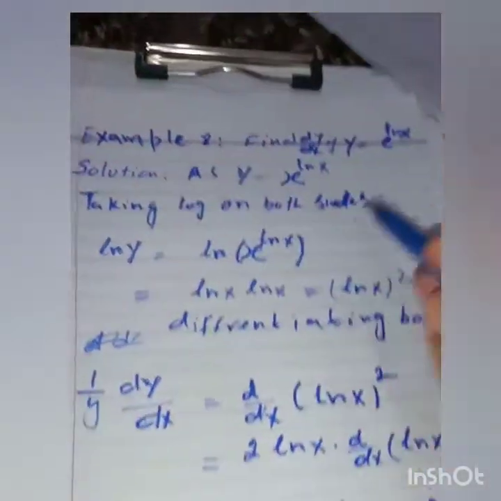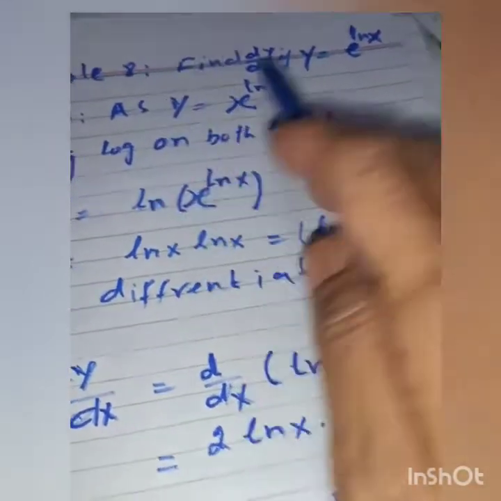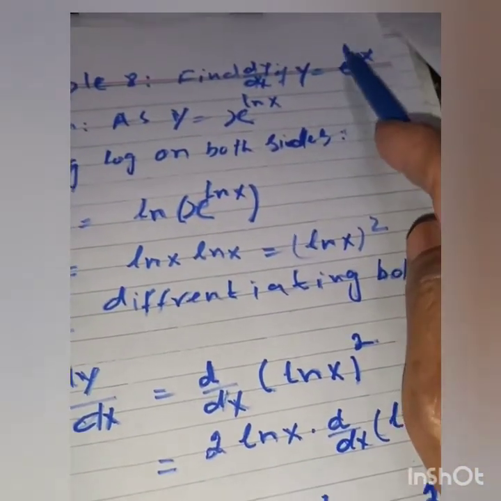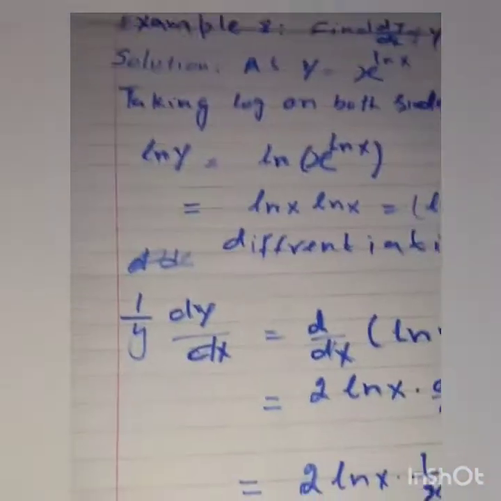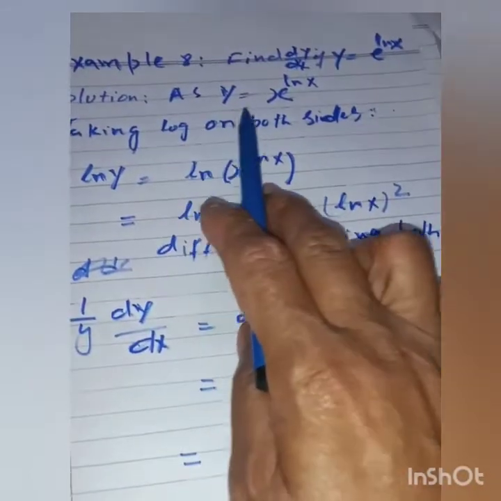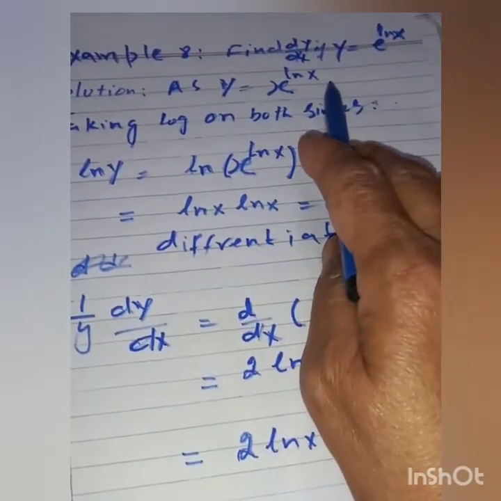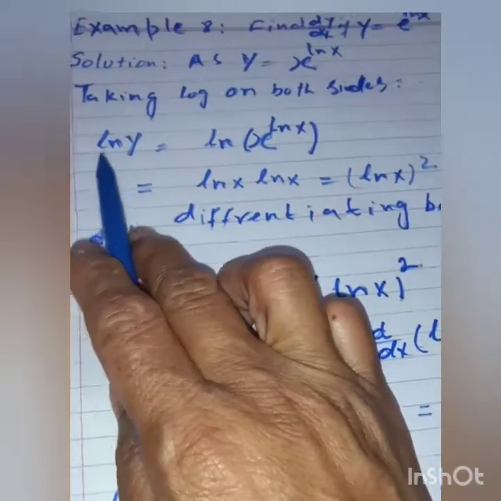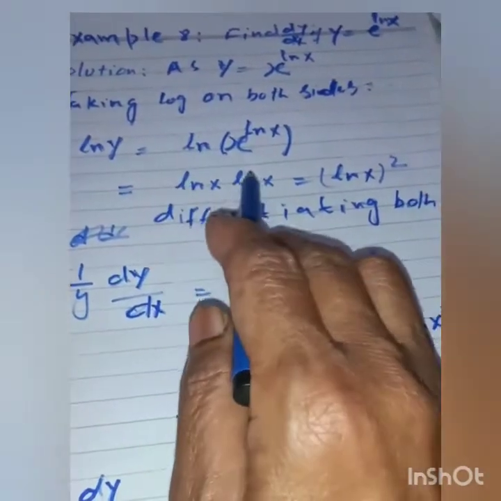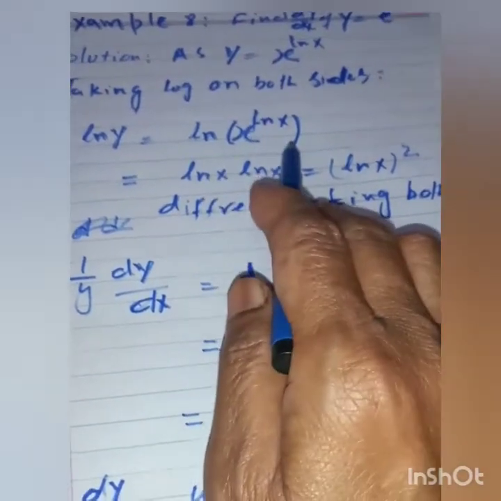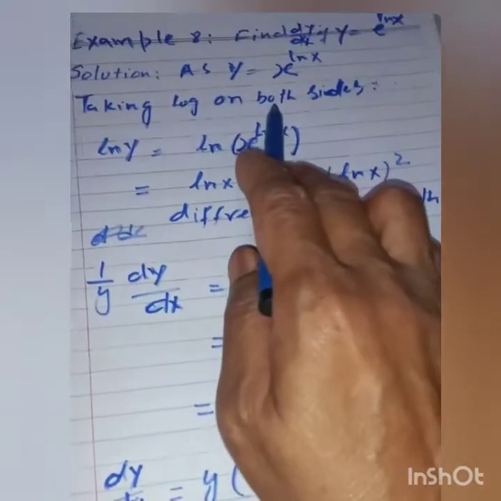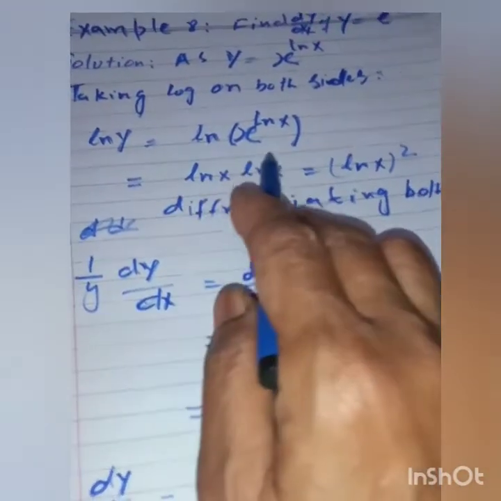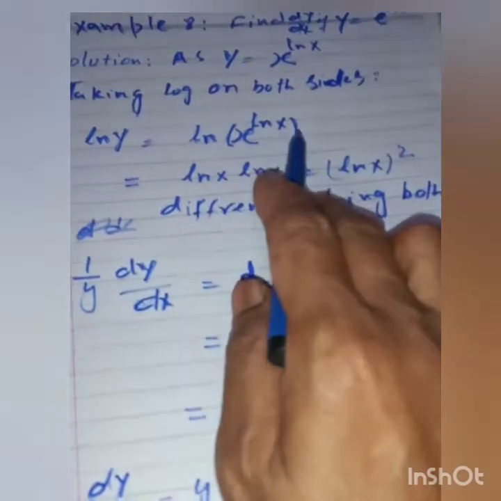Now take another example, example number 8. Find dy over dx if y is equal to x to the power log x. Now the given function is y is equal to x power log of x. Now taking log on both sides, so we get log of y will be equal to log of x to the power log of x.